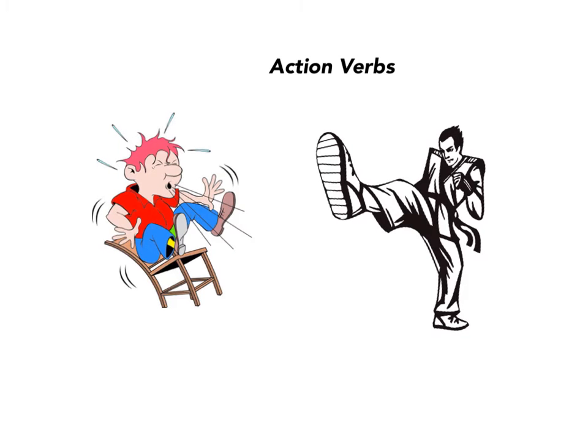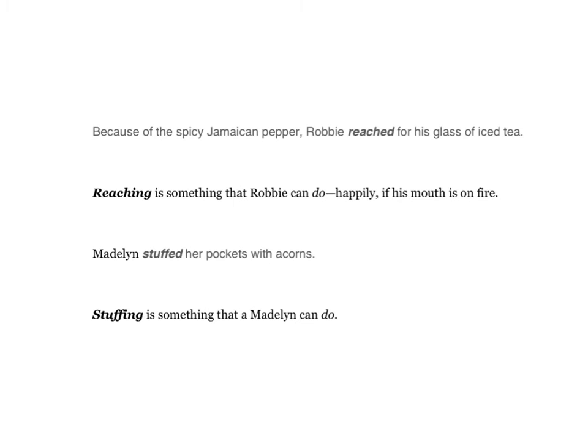So, action verbs. If you can do it, it's a verb. Explode, scream, sneeze, type, kick. These words are expressing an action, something that a person or an animal or a force of nature or something can do. We call those action verbs.